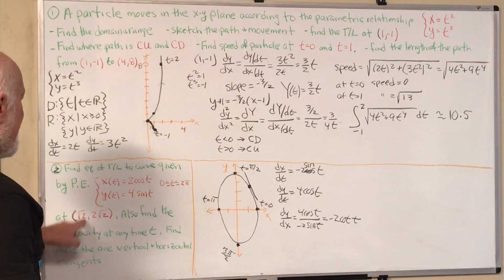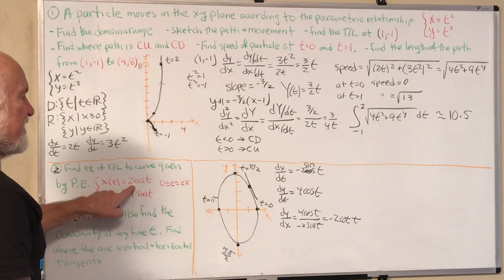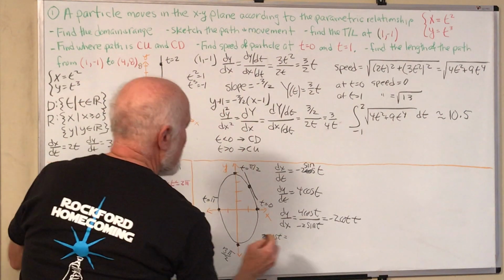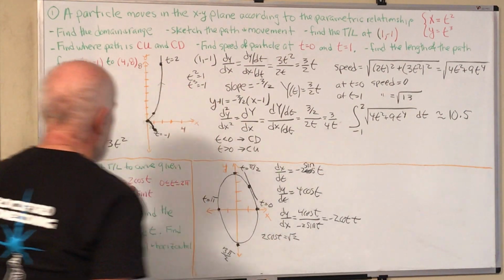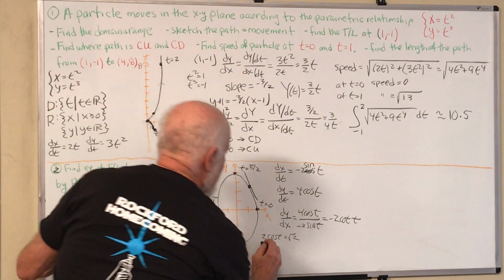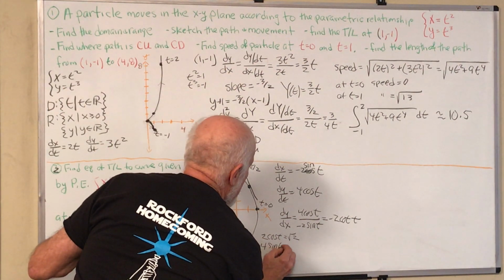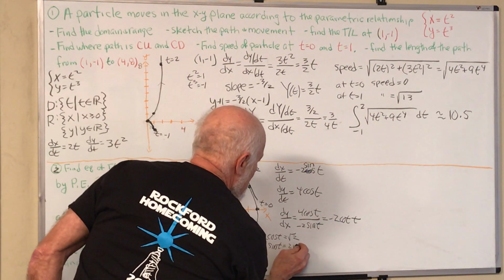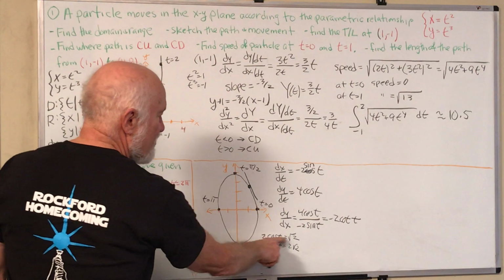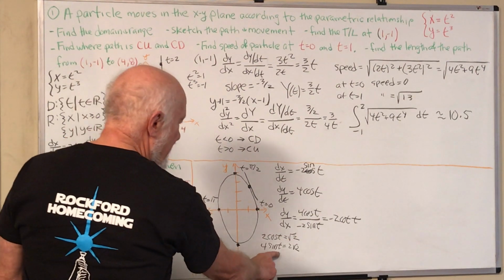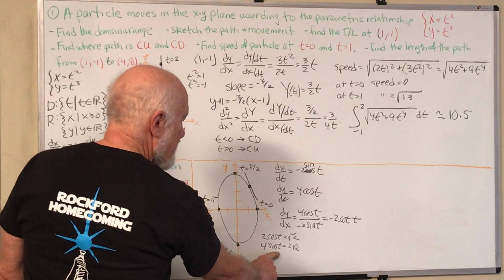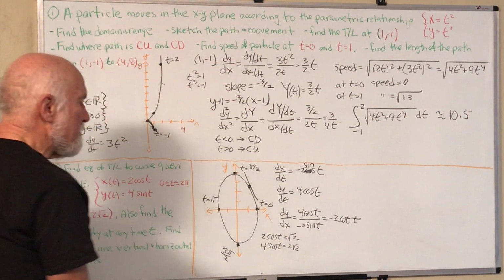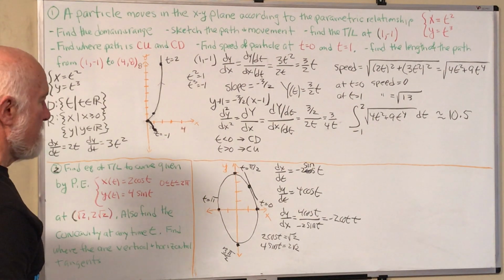So how could you find it? Set x, 2 cosine of t, equal to the square root of 2, and set 4 sine of t equal to the y value, which is 2 root 2. Well, you get that the cosine of t is the square root of 2 over 2, and the sine of t is the square root of 2 over 2. So that happens at t equals pi over 4.